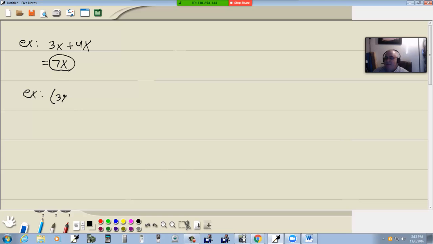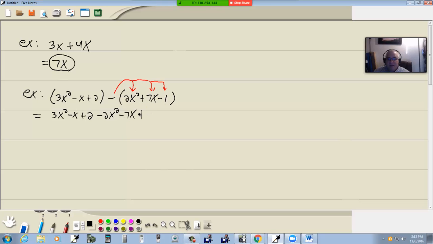Now you could have, like for example, 3x squared minus x plus 2, minus 2x squared plus 7x minus 1. Now in this case, that first set of parentheses isn't doing anything, so I can drop it. And whenever you have a minus, a negative out in front of your parentheses, just flip the sign of everything inside. So that's going to flip the sign of the 2x squared, the 7x, and negative 1. The positive 2x squared becomes a negative 2x squared. The positive 7x becomes a negative 7x. And the negative 1 becomes a positive 1.